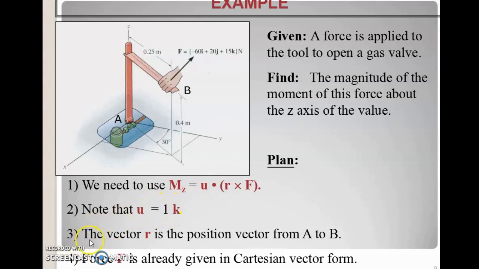The third one is the vector r, the position vector from A to B. Your line of action, you should take the shortest distance from the point of rotation to the force F, which is from A to B. This is your line of action. And the last one, the force F, is already given in Cartesian vector form.